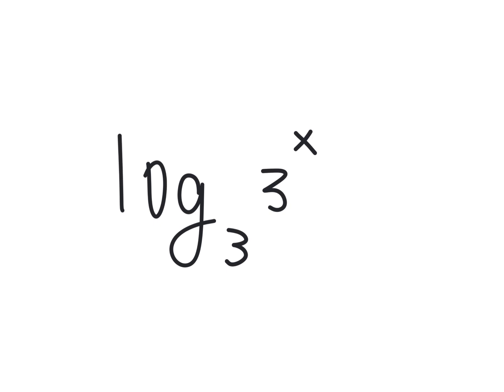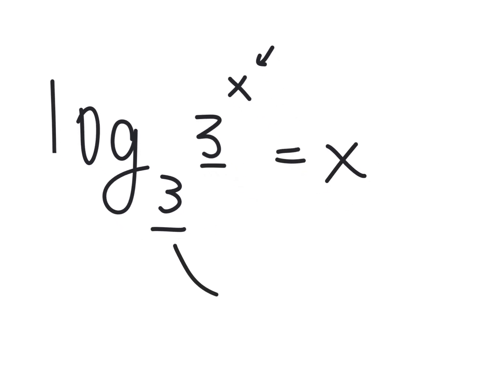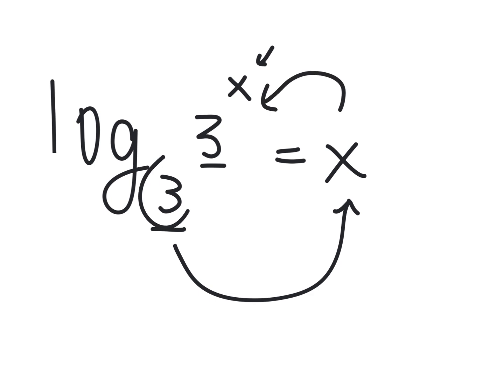X. Because the base is the same, the answer is right there. The answer is x. If I wrote equals x, I could do that and then watch what happens. 3 to the x equals 3 to the x. Look at that. It worked. All right. So if the bases are the same, the answer is already there.